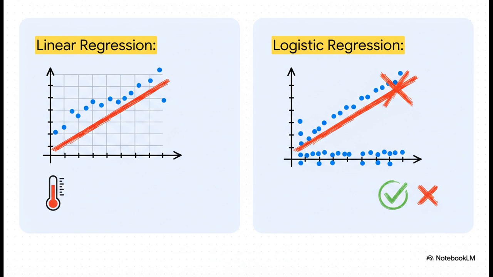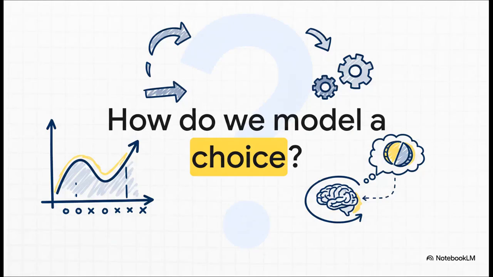See that line on the right? It shoots off past 1 and way below 0. What does a probability of 150% even mean? Or negative 20%? It's just nonsense. So that's the big problem, right? How do we build a model that knows its limits? One that only ever gives us an answer between 0 and 1.